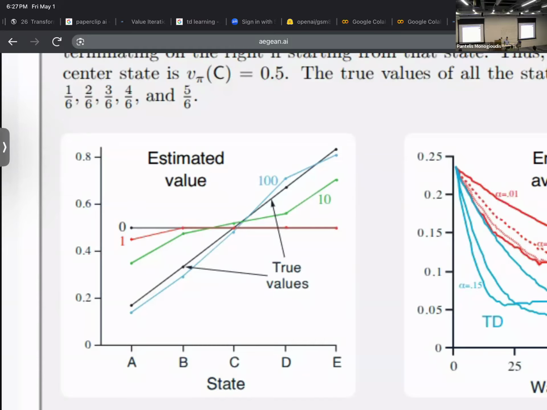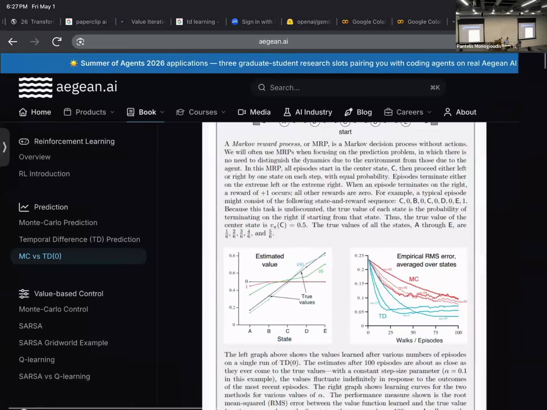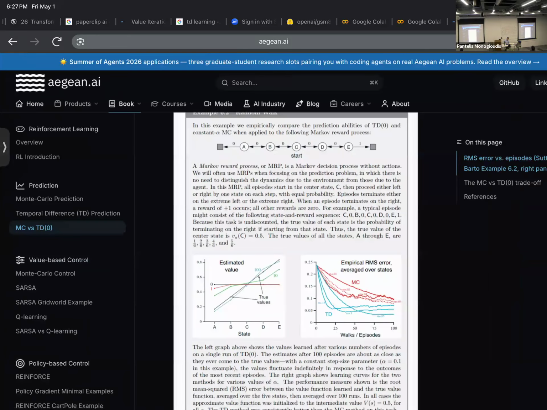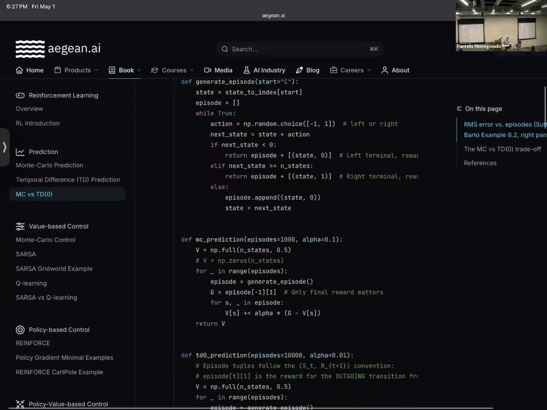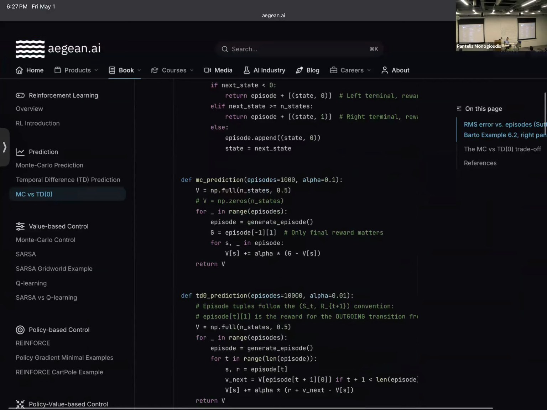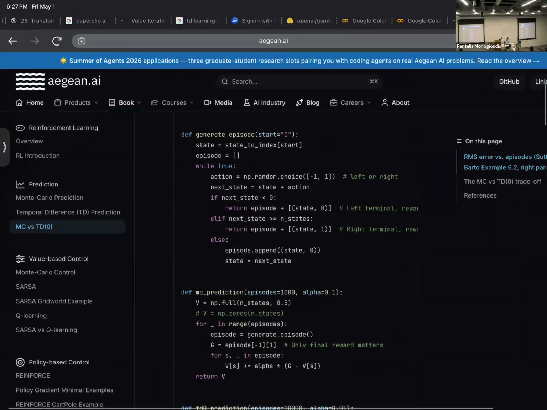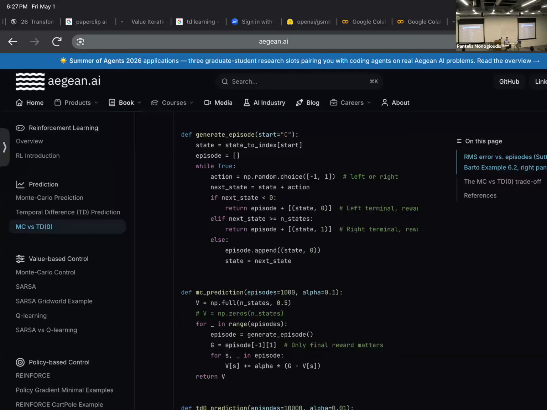And now what we will do, we will go to Monte Carlo. First function, are you able to see the function? Generate episode. We are in the business now of generating episodes starting from a state that the problem told us. Okay, so start from C.